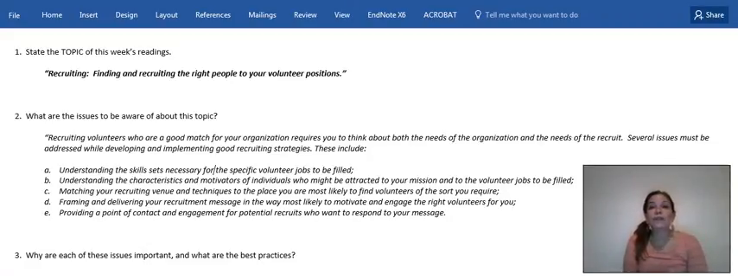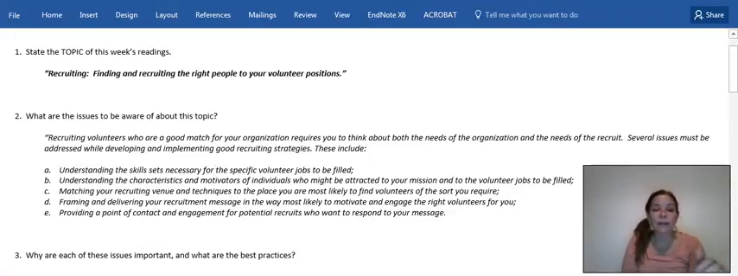If you don't really understand what the person who's going to fill the job needs to know or needs to be able to do, how are you going to advertise the job well enough or specifically enough to get the right people to say, oh yeah, that's me, or hey, that's not me? Yeah, so you need to understand that, and so on and so forth.